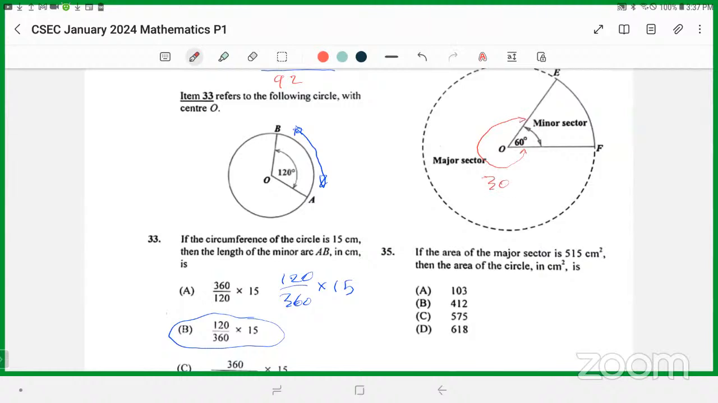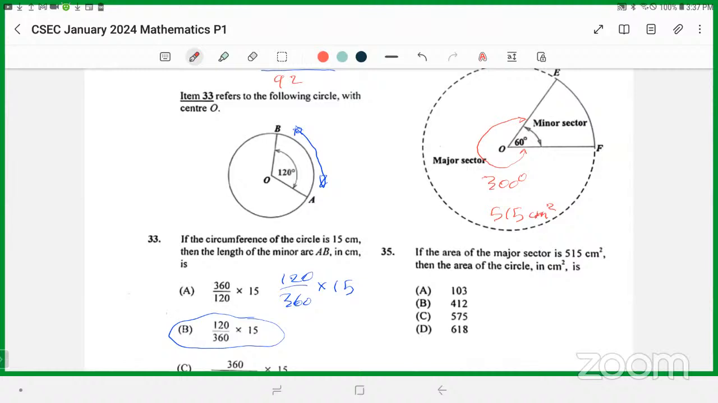300 degrees, because the total angle in the circle is 360. So if you have 60 here, then you have 300 around this. But they're telling you now that the area of this major sector is 515 centimeters squared, not 550.